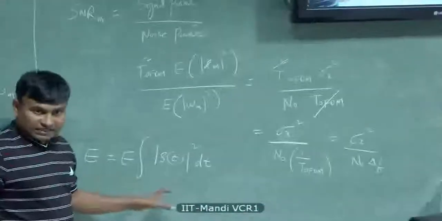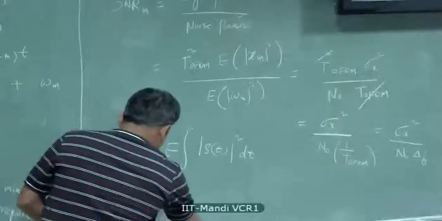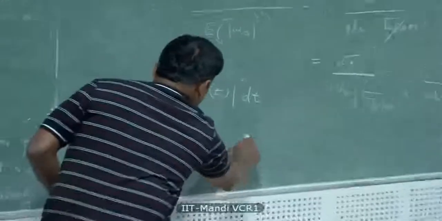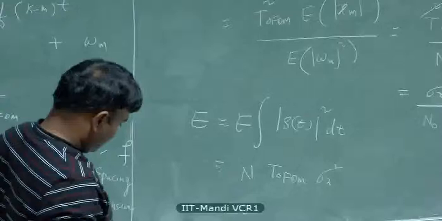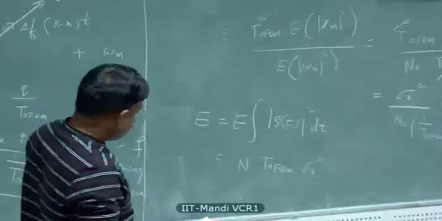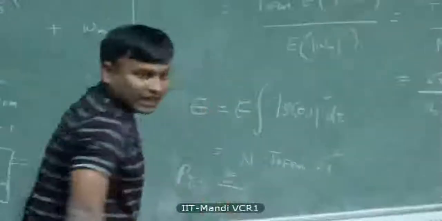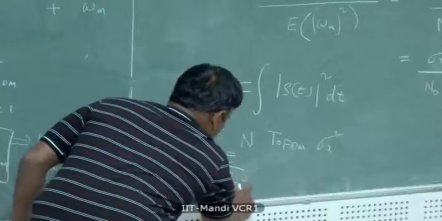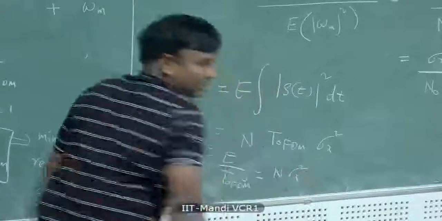And again, this I leave out as a little exercise for you, and you can show this to be the quantity N times T_OFDM into sigma x squared. Okay, I'm not going to derive all the steps. You can work it out yourself. So what happened here? The transmit power Pt is equal to E divided by the total time taken, which is one OFDM symbol, T_OFDM, and that is equal to N times sigma x squared.